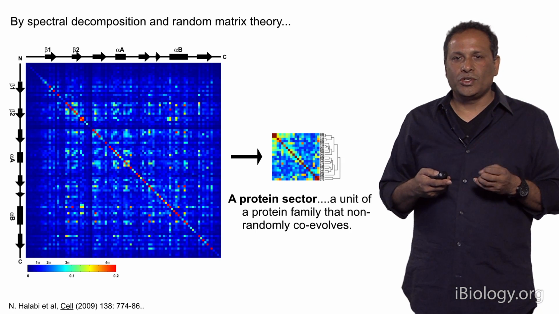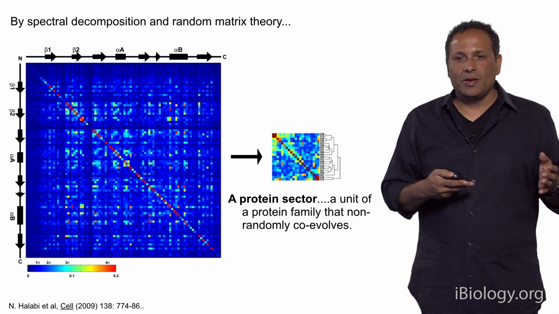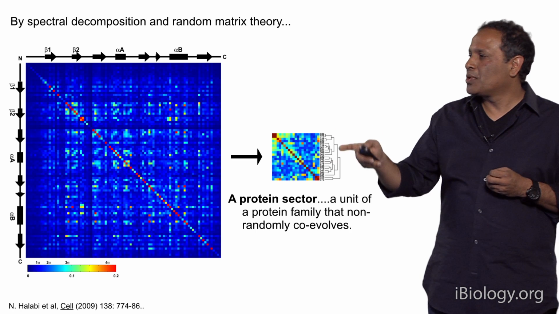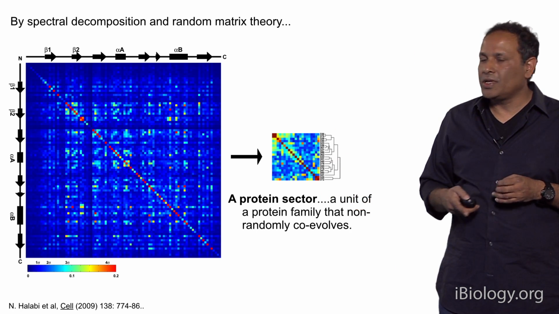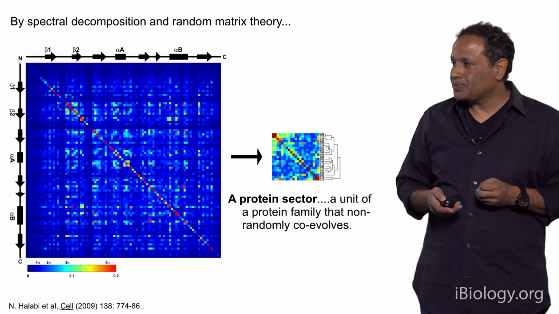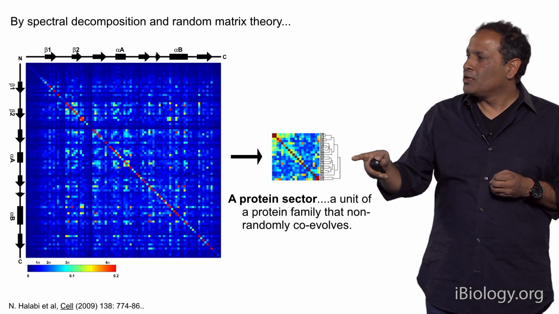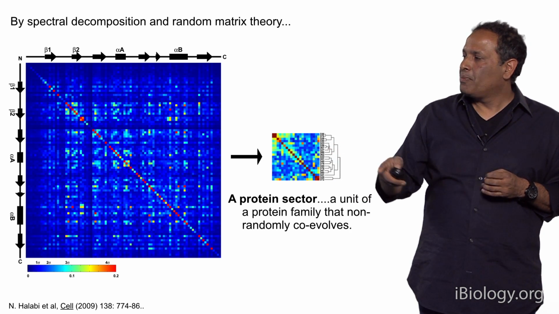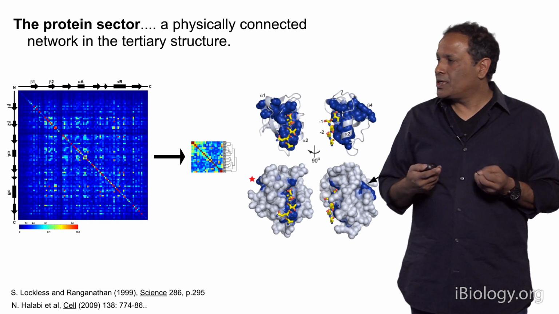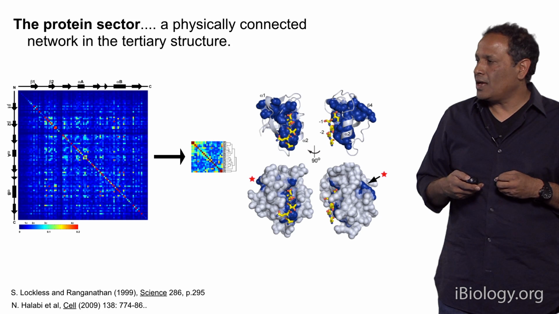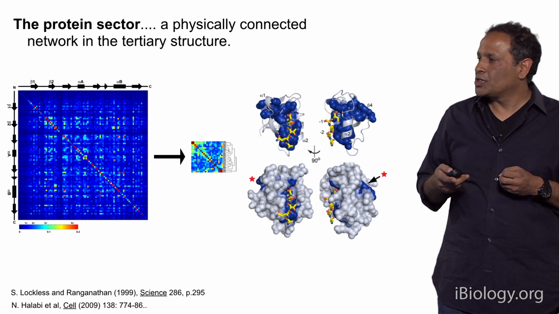It's a direct analogy to the idea of breaking down the economy into business sectors. Here we break down a protein into protein sectors. The idea of a protein sector then is a unit of a protein family that is non-randomly co-evolving. The interesting thing is, though this unit was identified purely by statistical measures on sequences, there's a physical, empirical finding which is quite interesting.